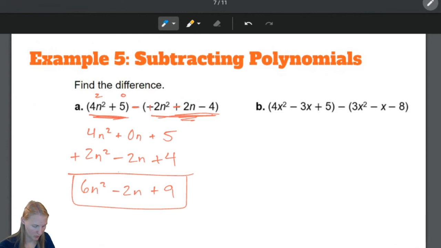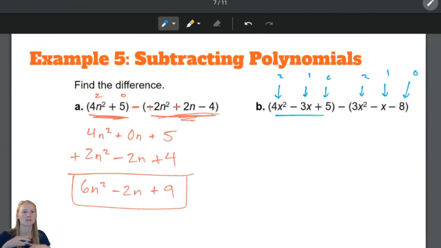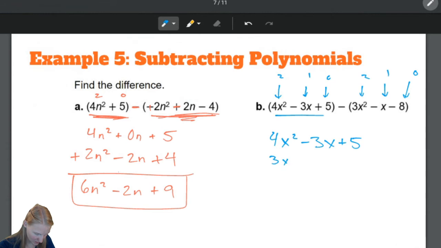Okay. So, first thing I'm going to do is write them in standard form. But I think I see we have 2, 1, 0, and 2, 1, 0. So lucky for us, we don't have to leave any spaces or worry about writing them in standard form. They already are in standard form. But remember, they won't always be in standard form, so make sure you check that. Okay, so we have 4x squared minus 3x plus 5, 3x squared minus x minus 8.